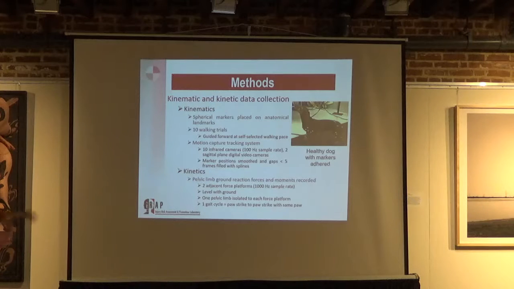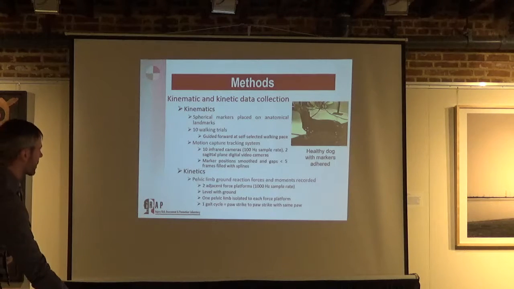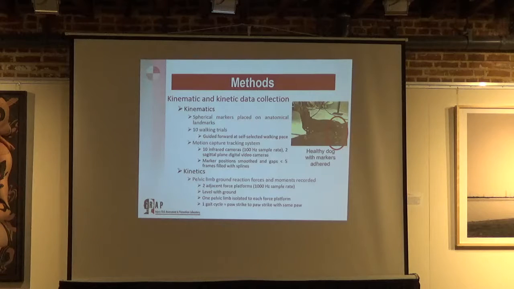So we can see here, it's a little tough to see that dog, but on the right, we see that dog has some markers adhered to the pelvic limb. And so we use these markers to collect kinematic data. We performed 10 walking trials where the dog was walked in a straight line forward at self-selected walking pace, and we used the motion capture system to collect this data.